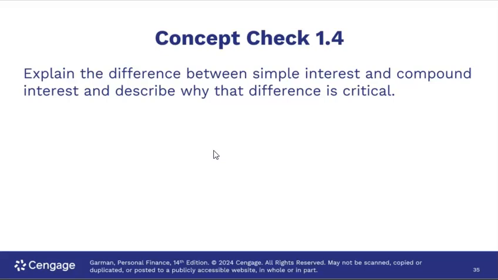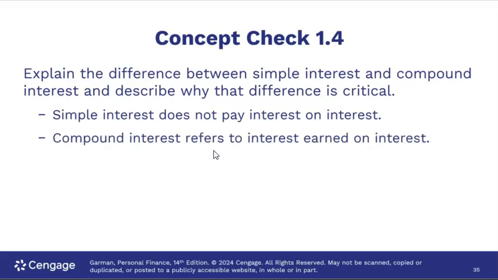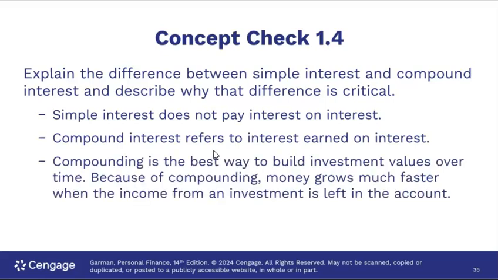So what's the difference between simple interest and compound interest? Why is it critical? Simple interest doesn't pay interest on interest. You don't get the interest until you withdraw the money. Compound interest refers to interest on interest. So compounding is the best way to build wealth over time. With compounding, your money's going to grow faster.